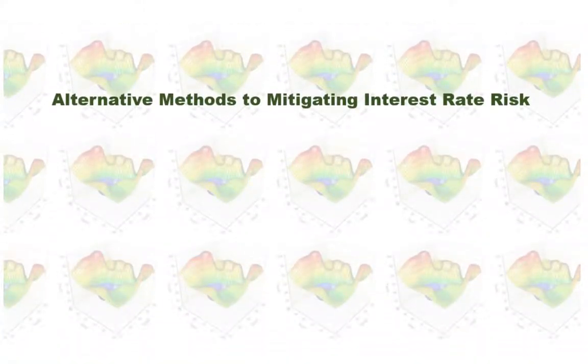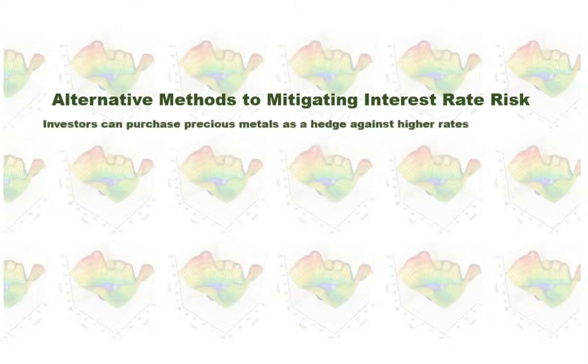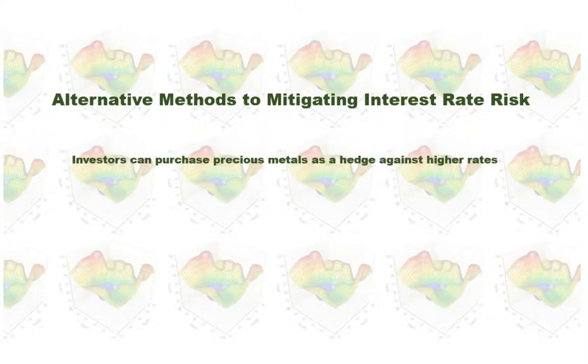And finally, there are some popular alternative methods to mitigating interest rate risk, although they are less direct than the 3 aforementioned strategies. Precious metals tend to rise in value as interest rates move higher, which means investors can purchase them as a hedge against higher rates.